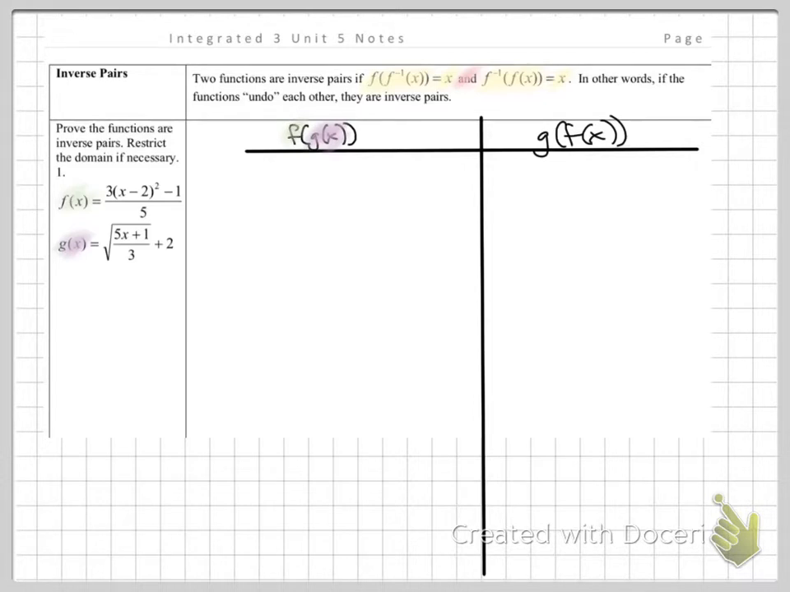That means you start with the f equation. You start with the 3 parentheses, but as soon as you see an x, you're going to set a new parentheses and you're going to write equation g: square root of 5x plus 1 over 3 plus 2. So that's equation g, and I am plugging it into equation f.